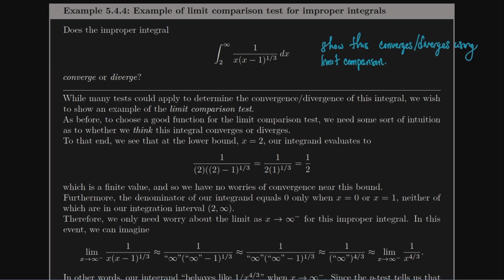Well, just as before, if I'm going to actually make a claim about convergence or divergence, I probably need some sort of intuition on whether or not this does converge or it does diverge. And here the intuition is going to be gained just by me looking at the two endpoints and computing the limits there. As I did before, if we compute our limit at this lower bound of 2, I can just evaluate a 2 in for both terms on x, and I just end up with a 1/2 there.